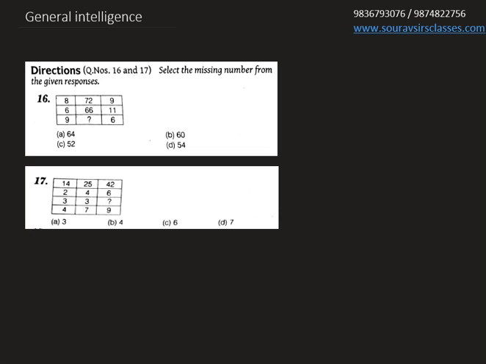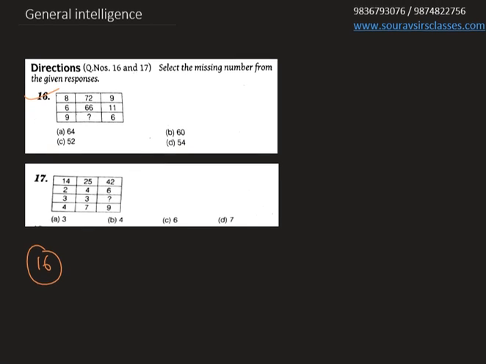Okay, so let's start with the first problem. Here we are given a matrix of numbers and one of these numbers is missing, and we need to find the missing number based on any inherent pattern in a row or column in the given matrix. So in the first problem, we are given a matrix: 8, 6, 9 in the first column. In the second column, we have 72, 66 and the missing number. And in the last column, we have 9, 11 and 6.